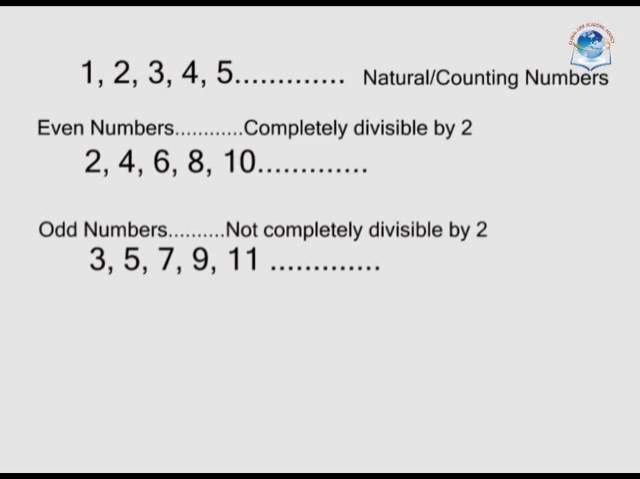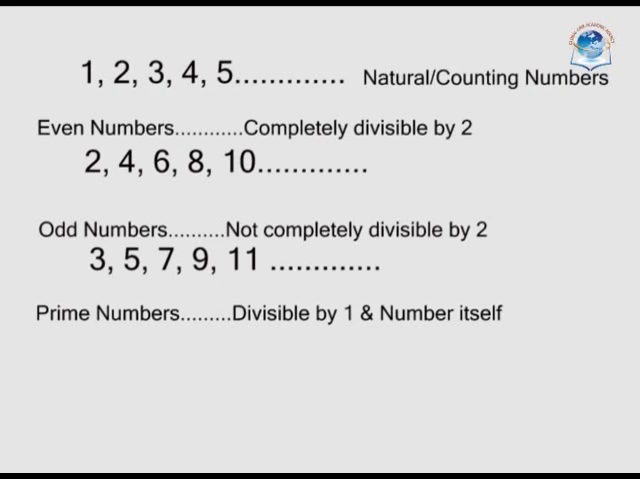Now the third category are prime numbers, and prime numbers are numbers that are only divisible by 1 and the number itself. 2, 3, 5, 7, 11, and 13 are the first 6 prime numbers. Notice that all prime numbers except 2 are also odd numbers. 1 is not a prime number, and 0 is not a number.